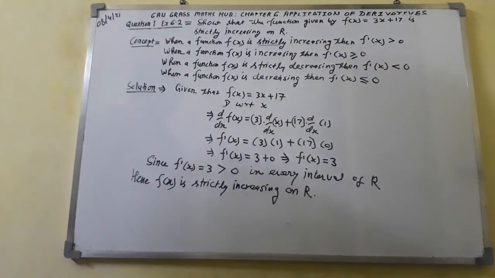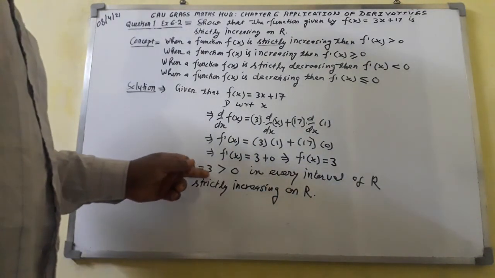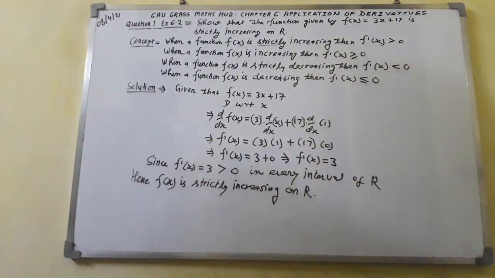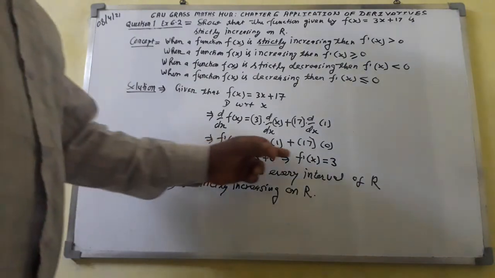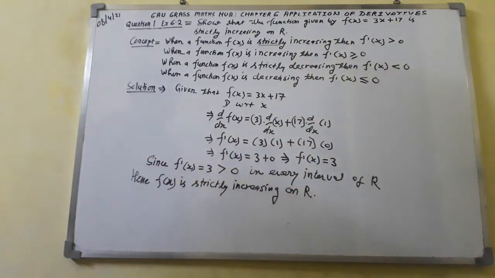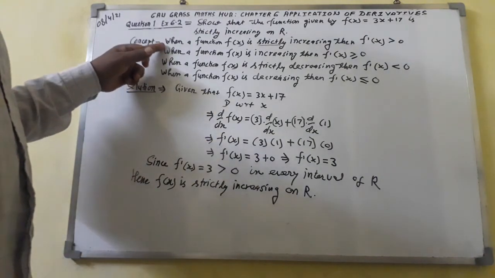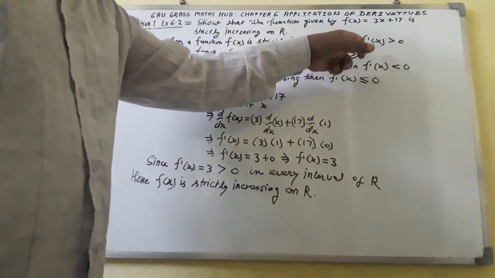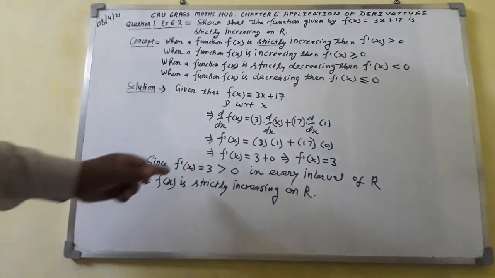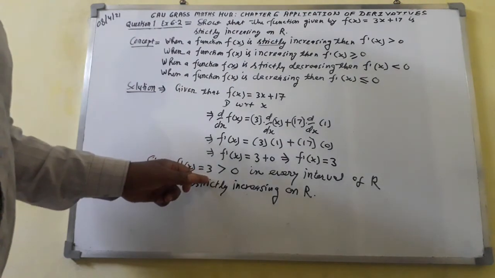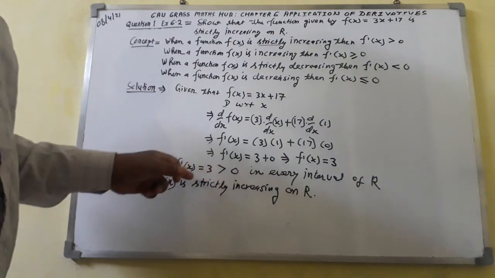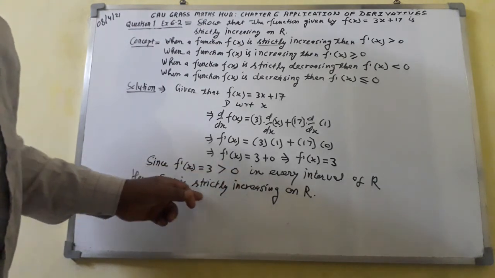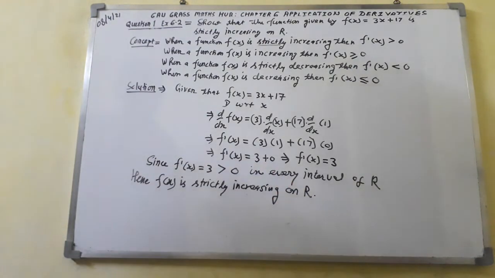Now I have shown that f of x is strictly increasing on the set of real numbers. Why? Because f dash x equal to 3 is greater than 0 in every interval of the set of real numbers. The concept number 1 is valid here: when a function f of x is strictly increasing, then f dash of x is greater than 0. Here f dash of x equal to 3 we have got, that is greater than 0, that's why f of x is strictly increasing on the set of real numbers.